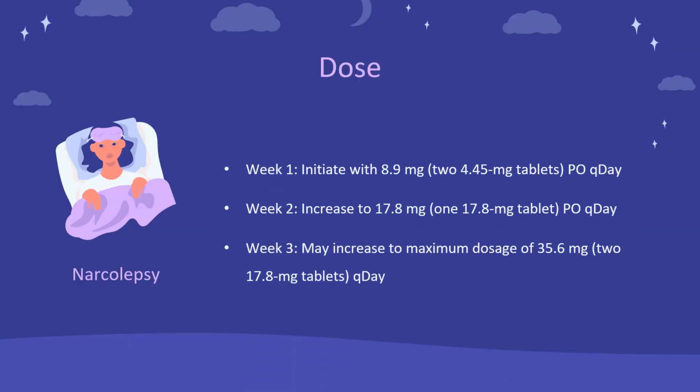Dose. Narcolepsy. Indicated for treatment of excessive daytime sleepiness, EDS, or cataplexy in adults with narcolepsy. Week 1, initiate with 8.9 mg, two 4.45 mg tablets, once per day. Week 2, increase to 17.8 mg, one 17.8 mg tablet, once per day. Week 3, may increase to a maximum dosage of 35.6 mg, two 17.8 mg tablets, once per day. Adjust dose based on tolerability. May take up to 8 weeks to achieve clinical response.